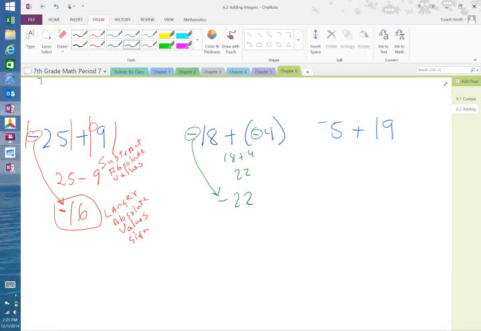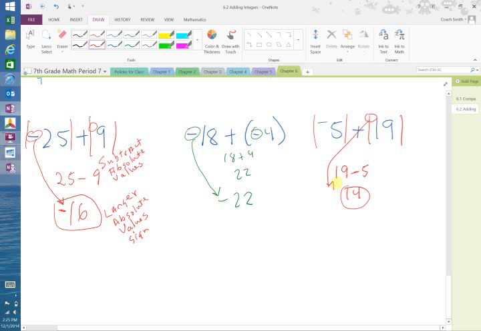Okay, now, negative 5 plus 19. Brandon? 14. That is correct. You take the absolute value of the two numbers. That gives me 19 minus 5. So I take the larger absolute value and subtract the smaller absolute value from it. That would be 14. The larger absolute value is positive. Therefore, it must be a positive answer.